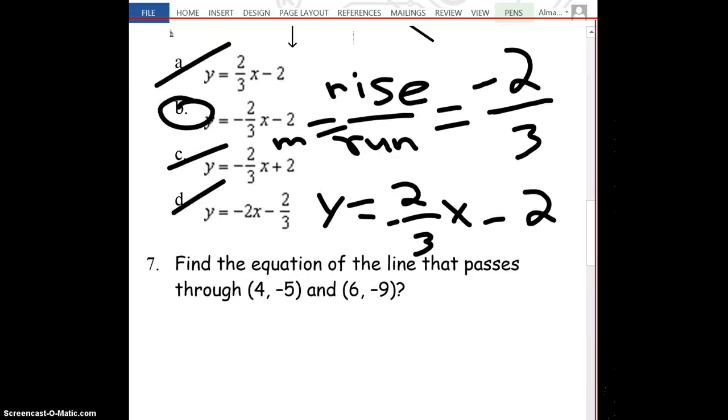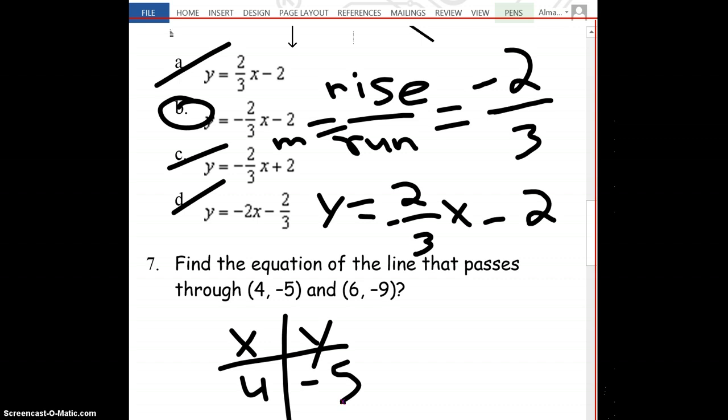7. Find the equation of the line that passes through those 2 points. Again, anytime you're given 2 points, you want to start by first finding their slope. You find the slope by putting them on a t-table. You add 2 to get from 4 to 6. You subtract 4 to go from negative 5 to negative 9. Slope is the change in y over the change in x, so negative 4 over 2, which is the same thing as negative 2. Okay, so I figured out my slope is negative 2.